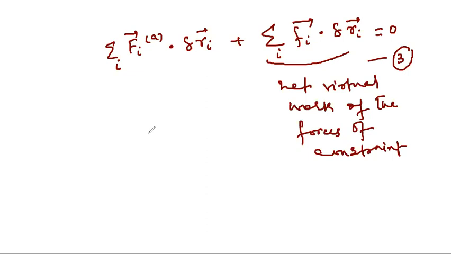Now, if we put a condition that we have a system for which the net virtual work of the forces of constraint is 0, then the condition for equilibrium of a system becomes, because one term will go, summation i of Fi A dot delta Ri is equal to 0.